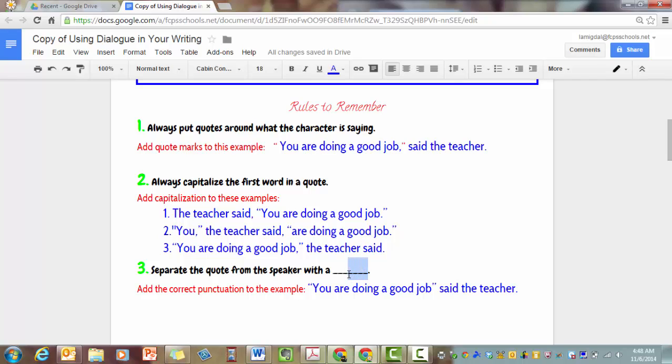The third thing we need to do is to separate the quote from a speaker with a comma.